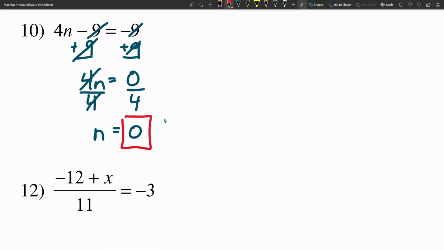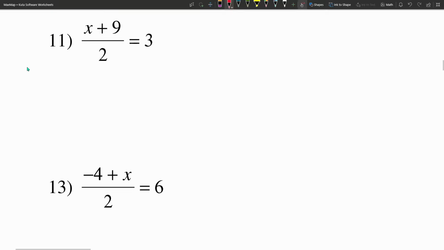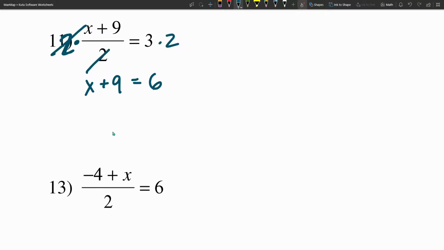Let's move on to number 11. In number 11, we're going to start out by getting rid of that denominator, since x plus 9 is my entire numerator. So I'm going to multiply both sides by 2 to get that x plus 9 is equal to 3 times 2, which is 6. One more step, subtract the 9 from both sides. So x is going to be equal to 6 minus 9, which is a negative 3. So negative 3 is my solution for number 11.